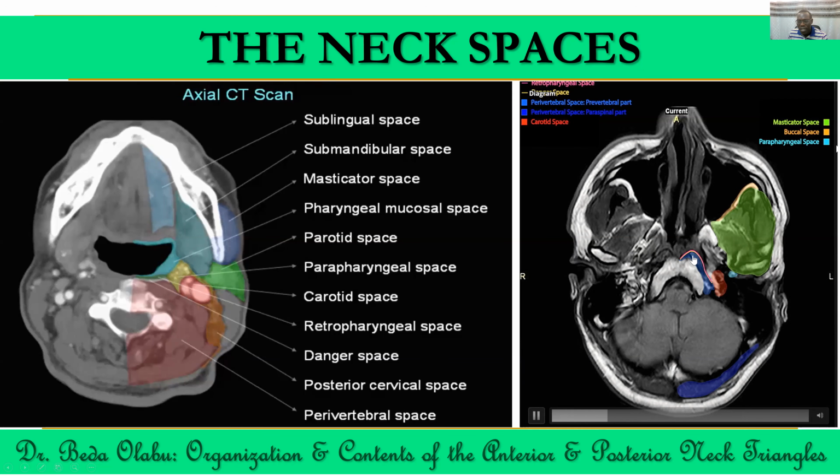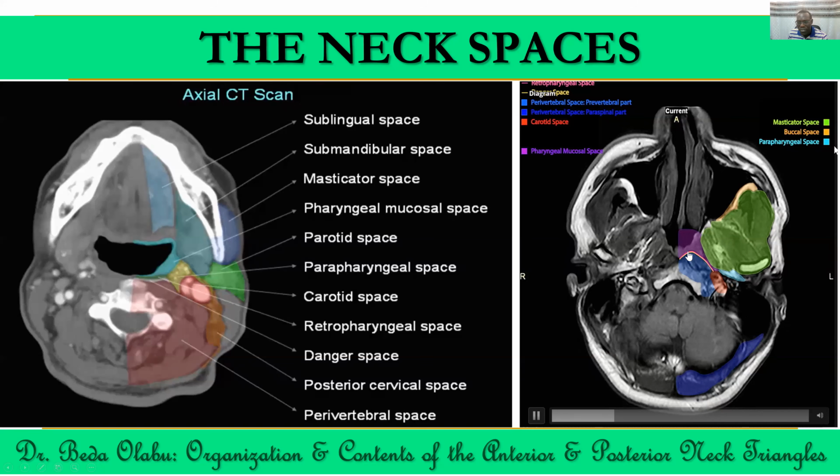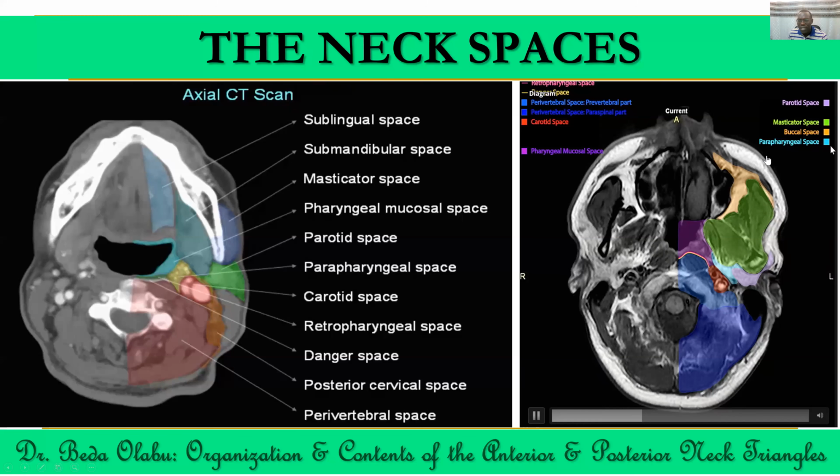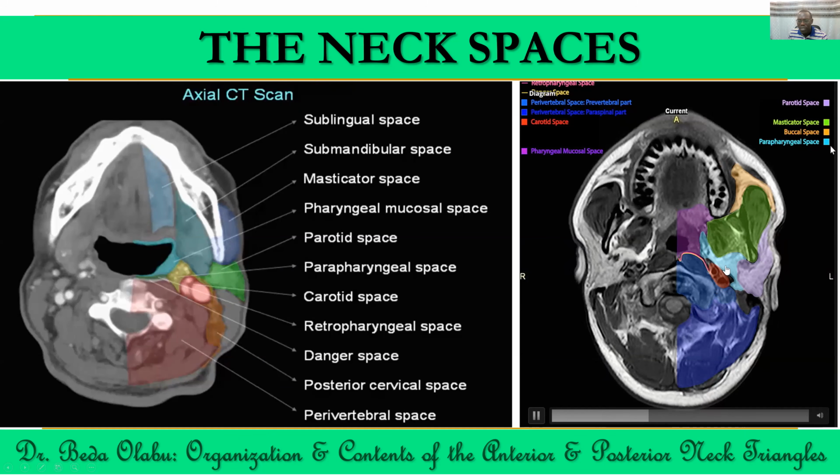The danger space is also at that particular level, and the retropharyngeal space. Now going down, we see the pharyngeal mucosal space and its extension through the eustachian tube. The other space is now becoming slightly bigger. We're scanning much down. We can now see the parapharyngeal space as well, becoming big.